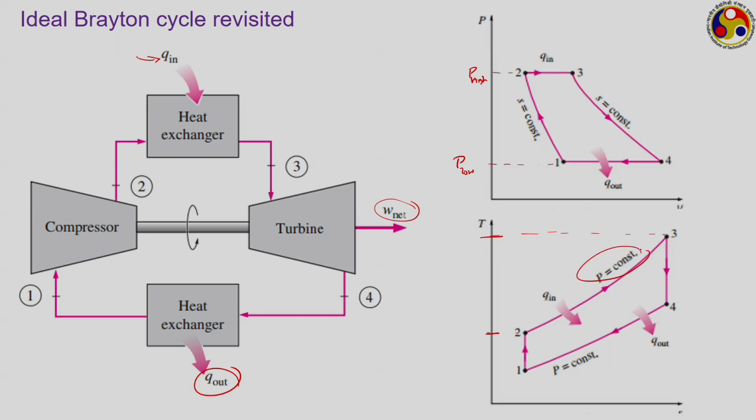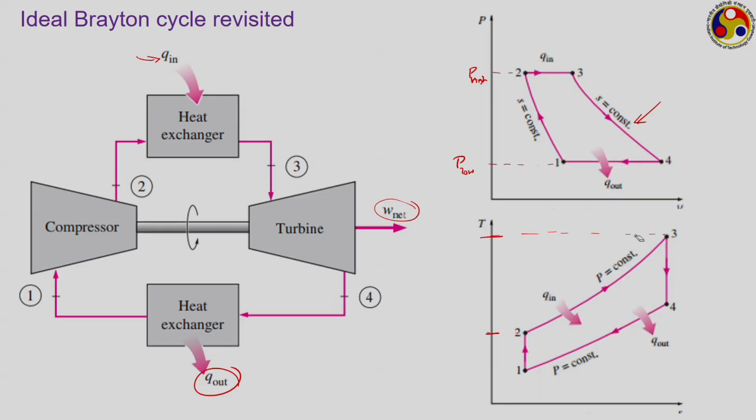Then we have the expansion process from 3 to 4, during which entropy remains constant, because it is a frictionless adiabatic process in the ideal situation. So, it falls back to the low pressure level. Then we have the heat rejection. Now, we have already discussed the ways to improve the performance in the form of intercooling, reheating or regeneration. There is no point going for that. We are just sticking to the basic ideal Brayton cycle. We know how to identify the work output from this cycle, how to estimate its efficiency, etc.